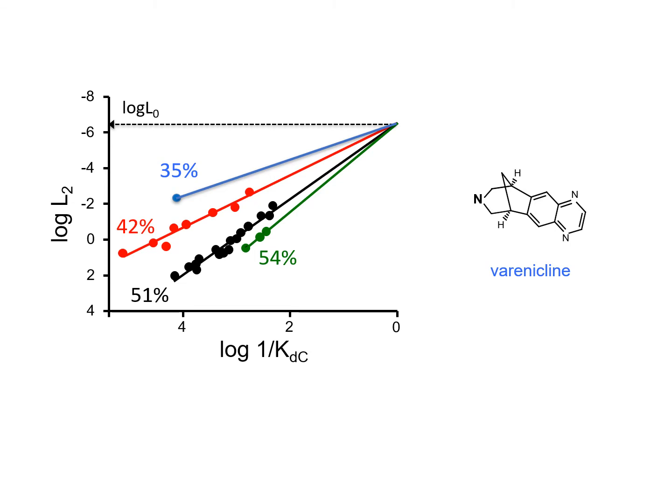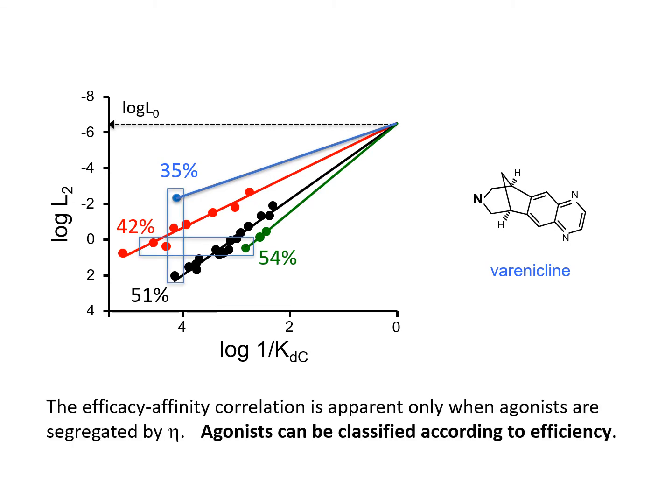So what I want to point out here with these 20 agonists is that the correlation between efficacy and affinity is apparent only when agonists are segregated by efficiency. The two boxes highlight this. The vertical box shows 3 agonists that have similar affinities. They fall on the same point on the x-axis. And the horizontal box shows 3 agonists that have the same efficacies. They fall at the same point on the y-axis.